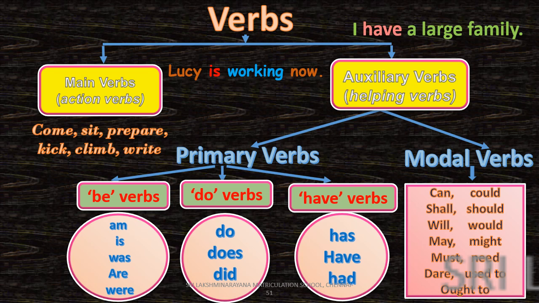Then what about is, children? What is it doing? Is is a helping verb that shows the tense of the sentence. We know that Lucy is working now because I said Lucy is working. If I say Lucy was working, then we talk about the past. So children, the helping verbs show the tense of the sentence.